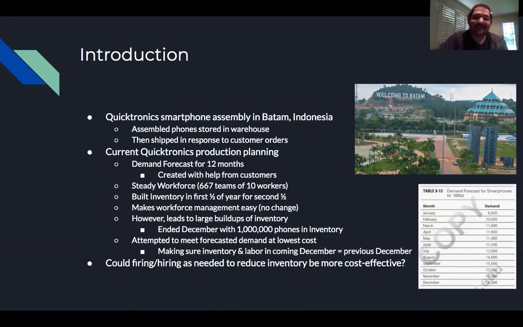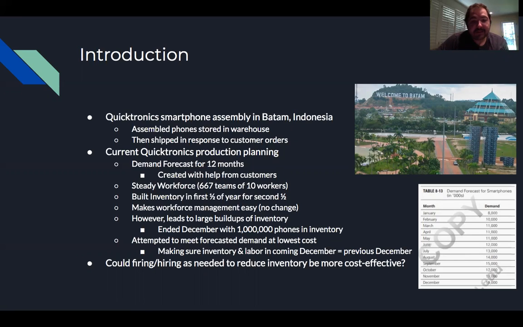They have a steady workforce of 667 teams of 10 workers, making a total workforce of 6,670. They build inventory in the first half of the year for the second half, and this makes workforce management very easy since there's no change in the workforce. However, it does lead to large buildups of inventory, and they also ended the past December before this forecast with 1 million phones in inventory.